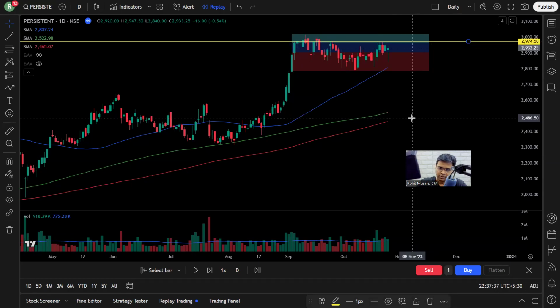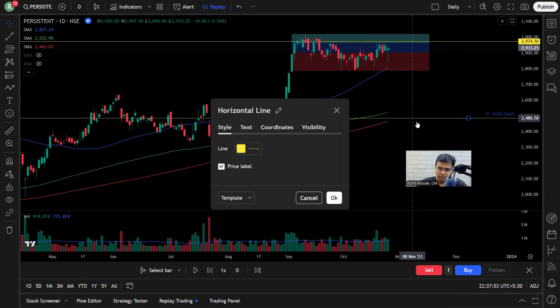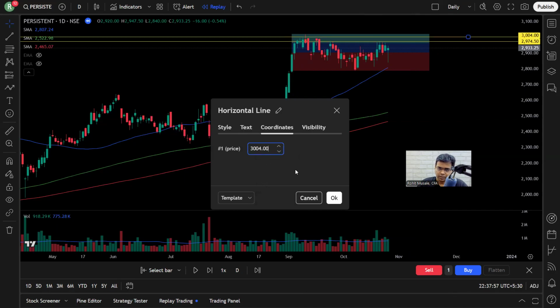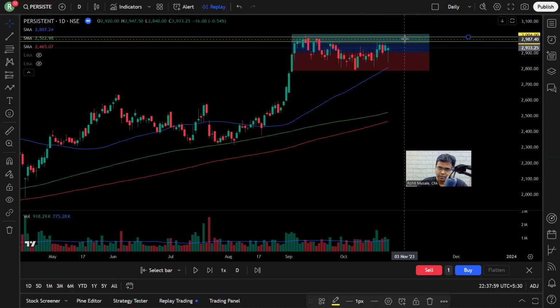2974.50. So I have a calculator here. Okay. So I'm going to use this calculator to write 2974.50 multiplied by 1.01. So 1% above, which is 3004. So let me draw another line which is 3004. Okay, so now that becomes my buying range.